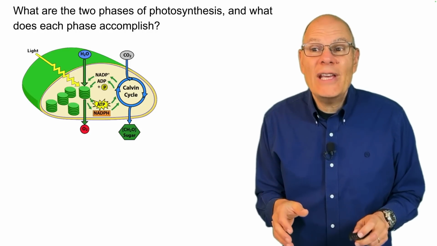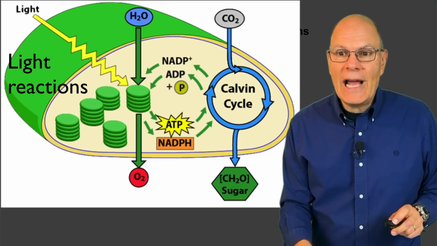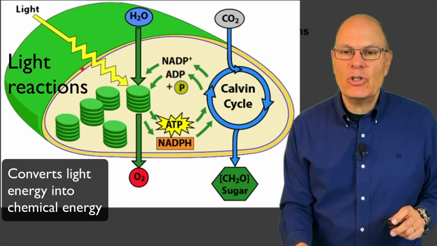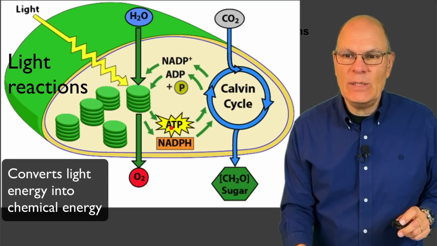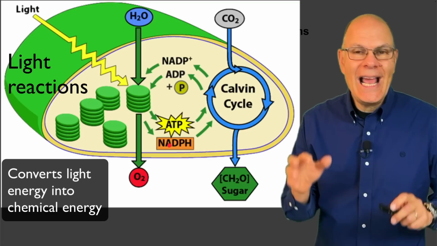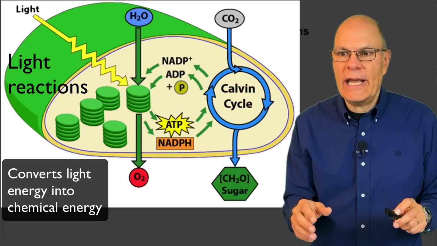What are the 2 phases of photosynthesis, and what does each accomplish? We start with the light reactions. That's on this side of this diagram, and it converts light energy into chemical energy, and that chemical energy is in the form of ATP and NADPH. You already know about ATP. NADPH is like NADH. It's an electron carrier.